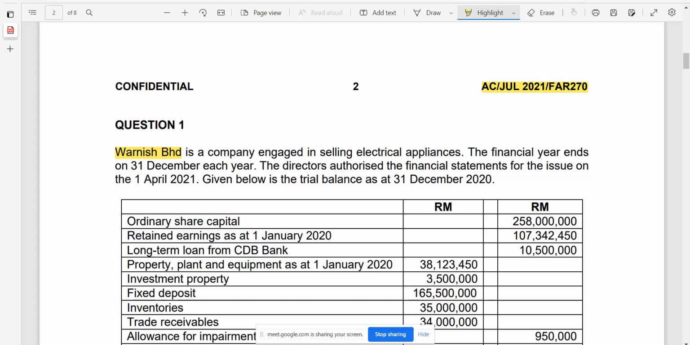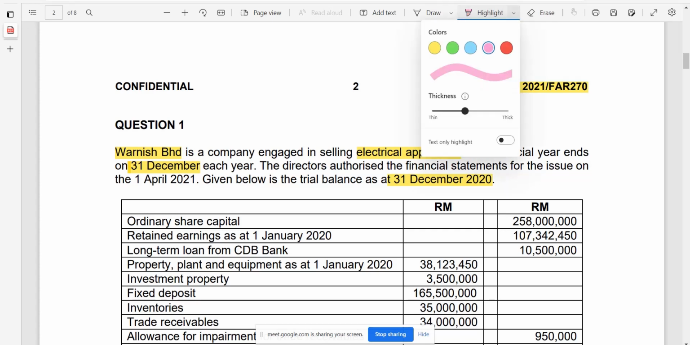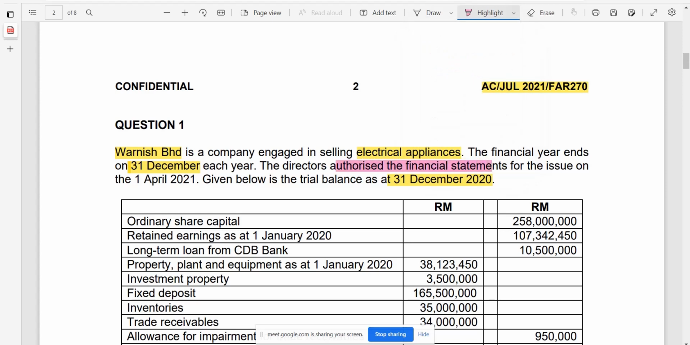So this company engaged itself in selling of electrical appliances, and maybe they purchase the electrical appliances and they sell it, right? And the financial year end on 31st of December each year. This is the year end for this year, 31st of December 2020. And the authorization of the financial statement was on 1st of April 2021, authorized for issue.